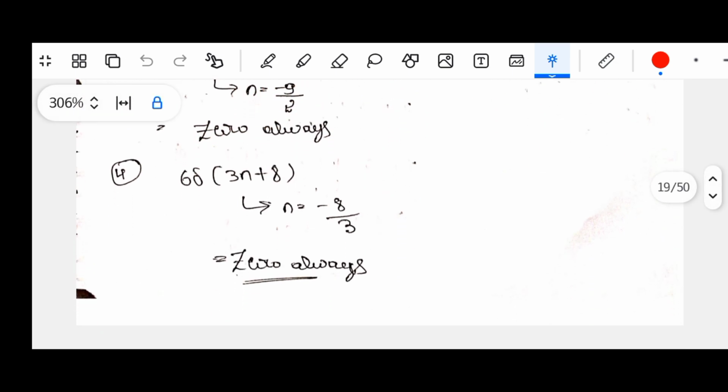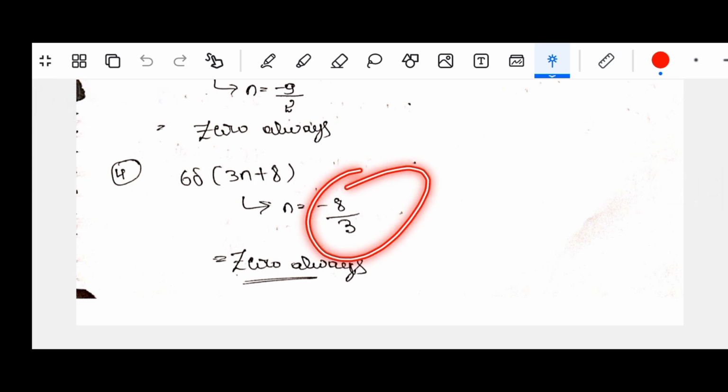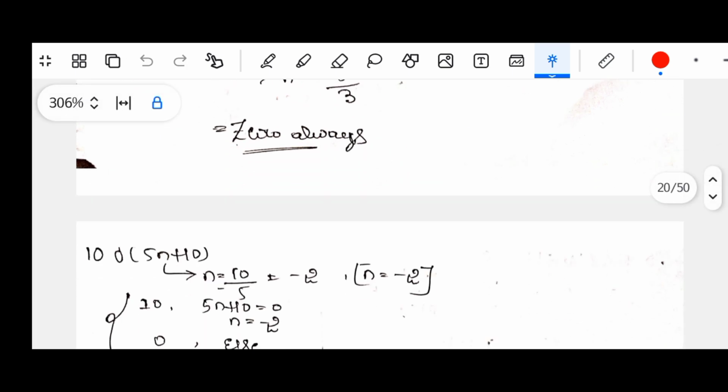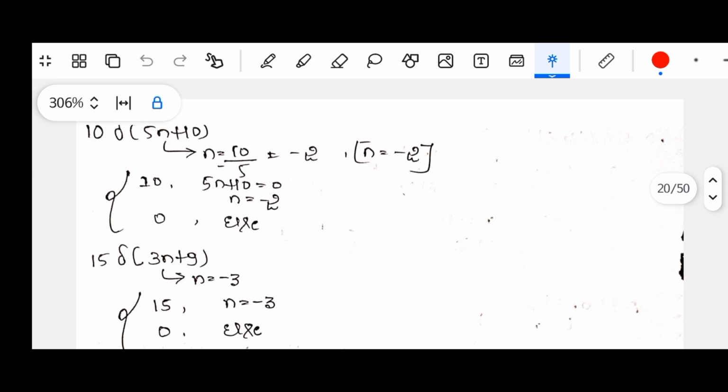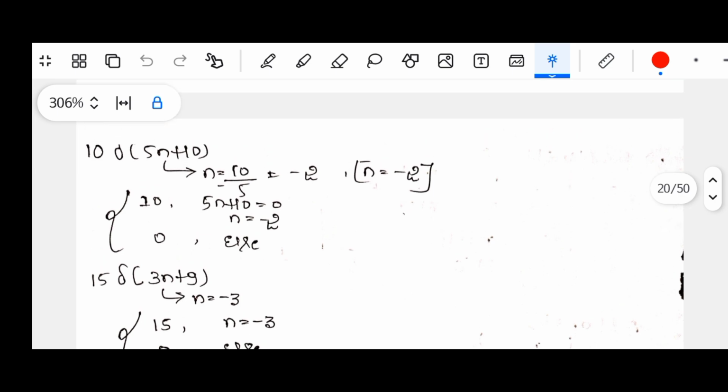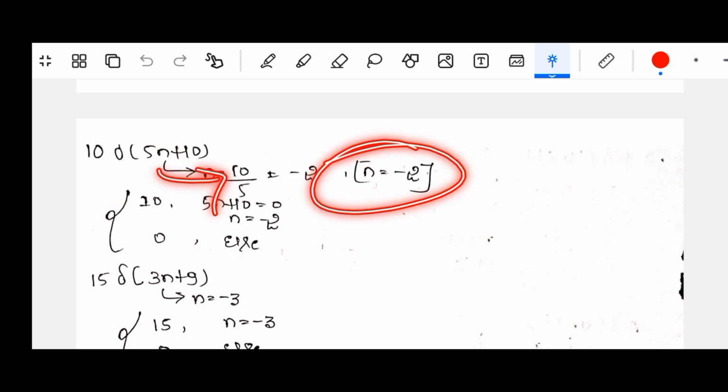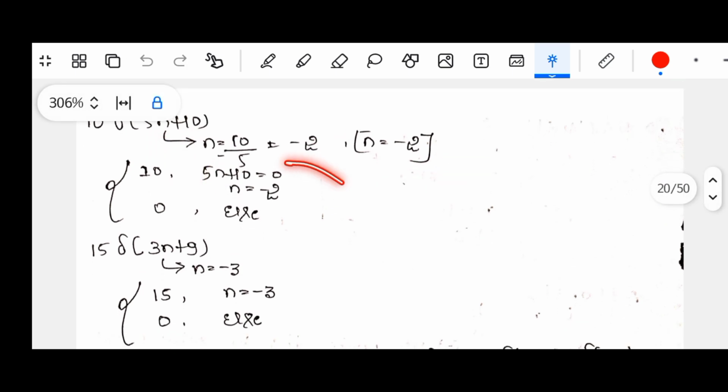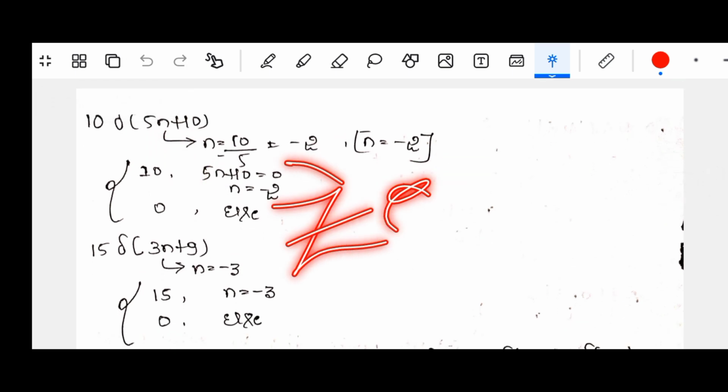6 into delta of 3n plus 8. N is equal to minus 8 by 3. Here also it is a non-integer number, therefore the answer will be 0. 10 into delta of 5n plus 10. Here the n value will be minus 2. So the answer will be, this is also 0 always.